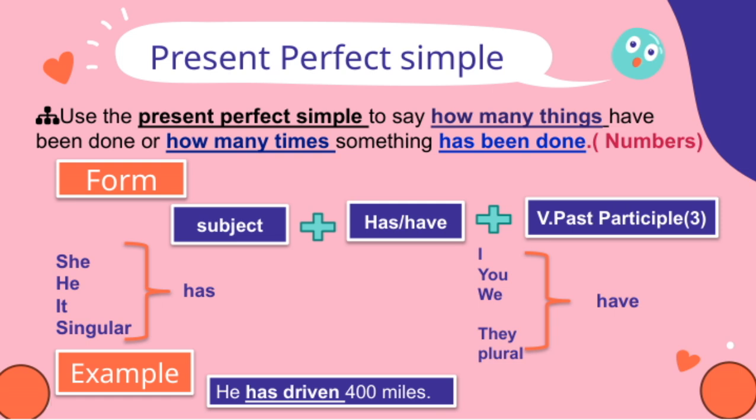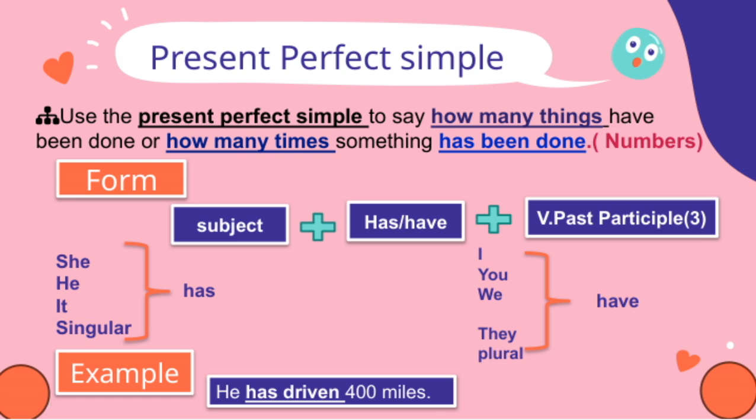With I, you, we, and they, we use have. For example, I have finished my homework, or they have visited the museum. On the other hand, with she, he, and it, we use has. For example, she has traveled to Japan, or it has rained today.